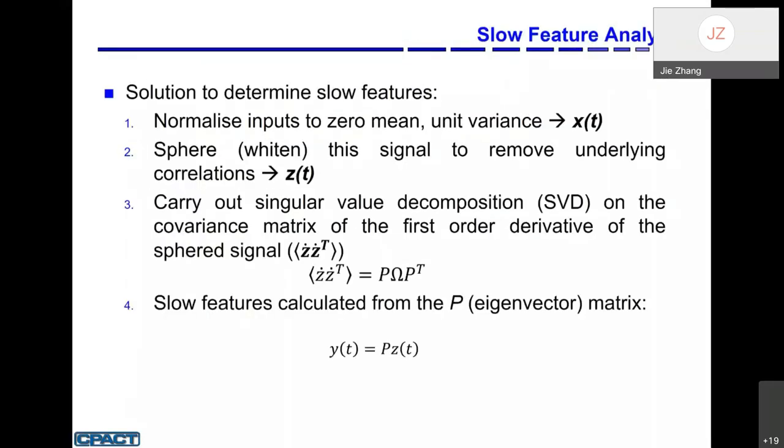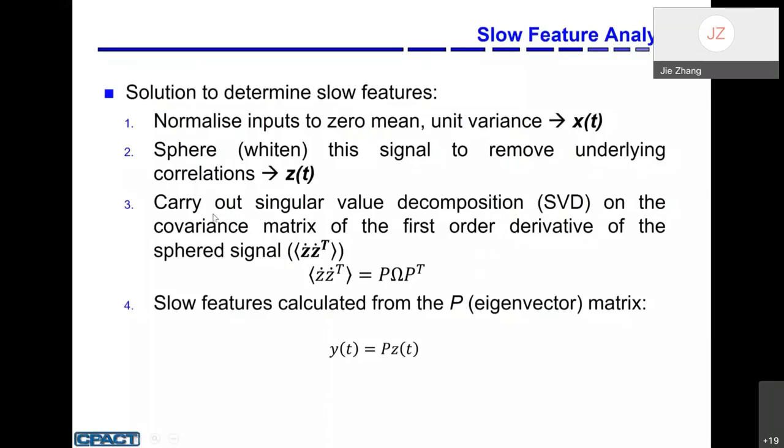So the procedure to determine slow features is summarized in this slide. The first step is to normalize the data to zero mean and unit variance. After that, the second step is called sphering or whitening. In this step, you try to remove the underlying correlation, so you convert x into z.